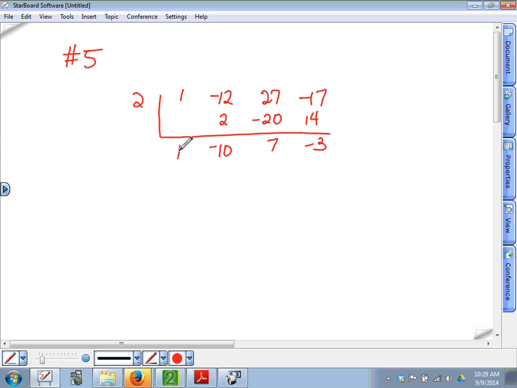1 is an x squared term. So that we have an x squared, and then the negative 10, what's that? That's a negative 10x. And then the 7 is just a 7. So your quotient is x squared minus 10x plus 7. And then you have plus the remainder, negative 3 over x minus 2.